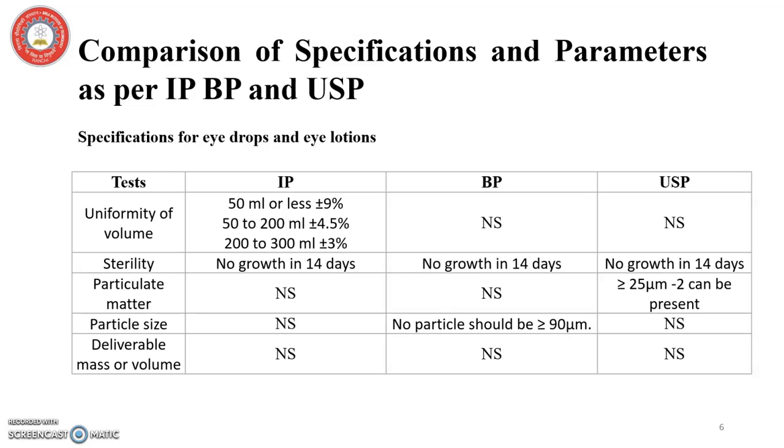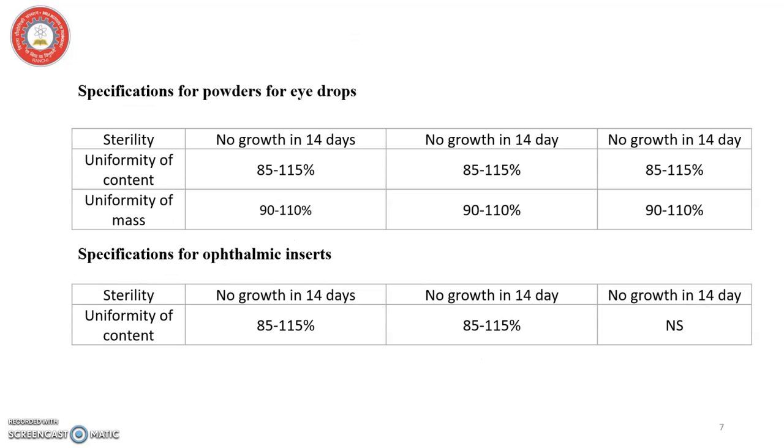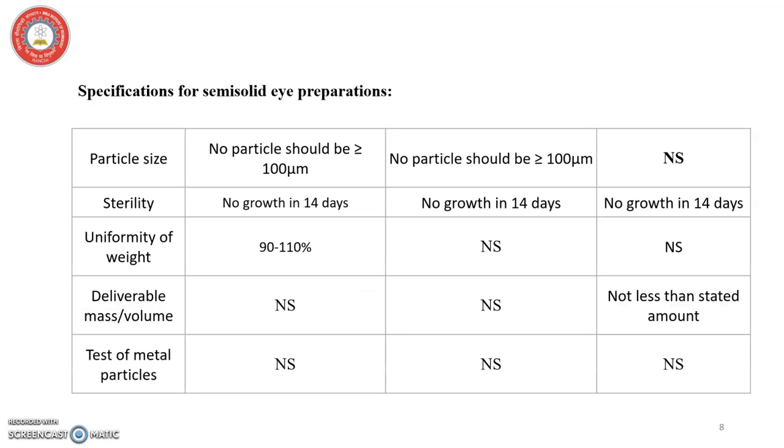In this slide you can easily observe the difference between all the pharmacopoeias, which test is applicable for a particular dosage form, and which test is mentioned in that pharmacopoeia only. So these are the specification limits which are mentioned in the different pharmacopoeias for the different dosage forms. So here are the semi-solid eye preparation specifications: particle size, sterility, uniformity and all.